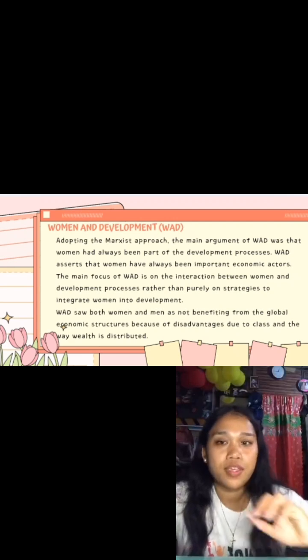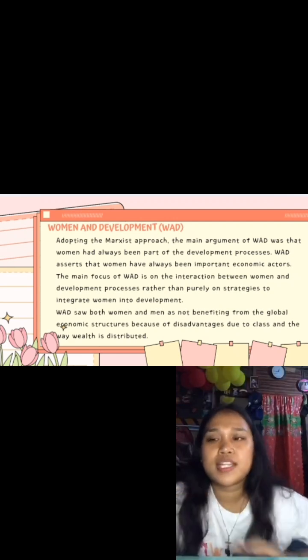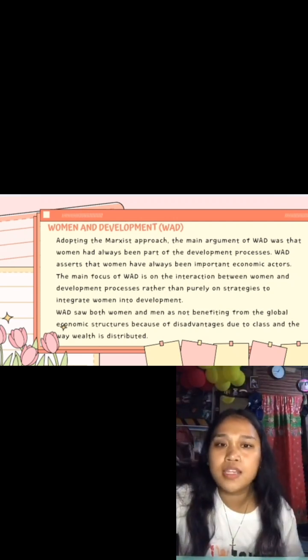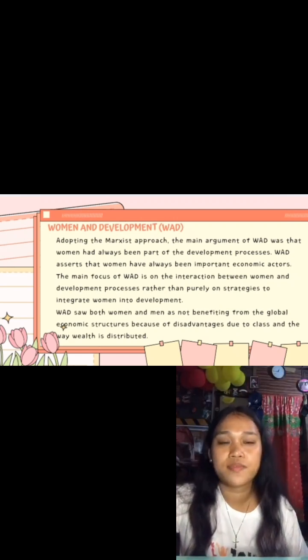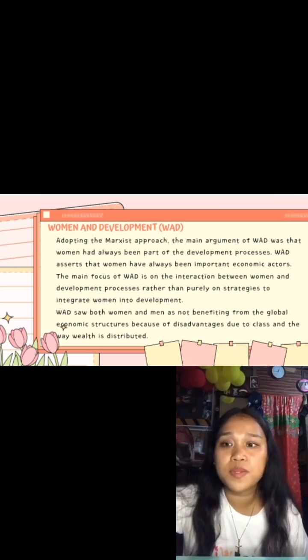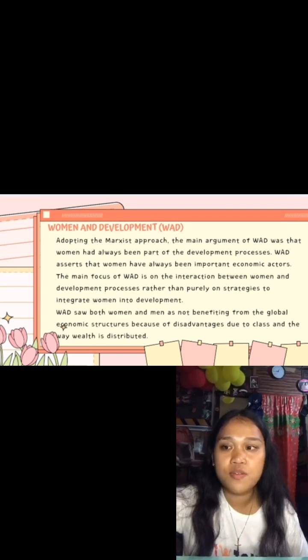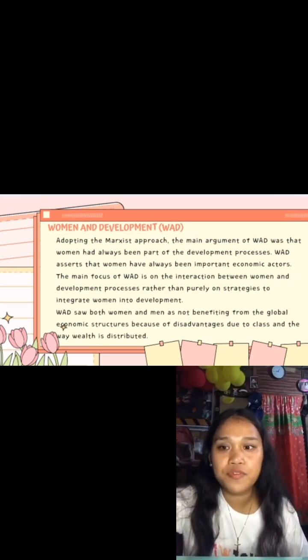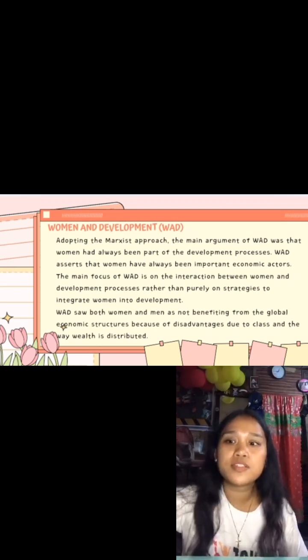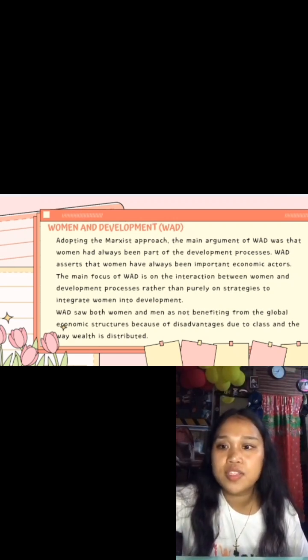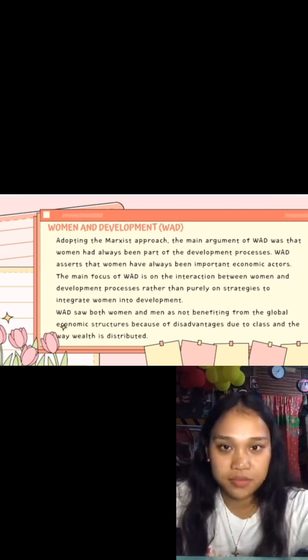So we have Women and Development. Adopting the Marxist approach, the main argument of WAD was that women had always been part of the development process. WAD asserts that women have always been important economic actors, and the main focus of WAD is on the interaction between women and development processes rather than purely on strategies to integrate women into development. WAD saw both women and men as not benefiting from the global economic structures because of disadvantages due to class and the way wealth was distributed.